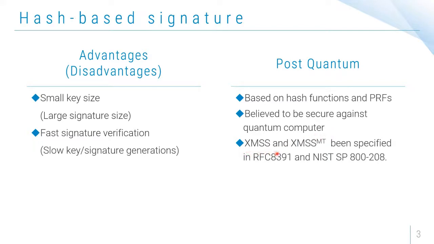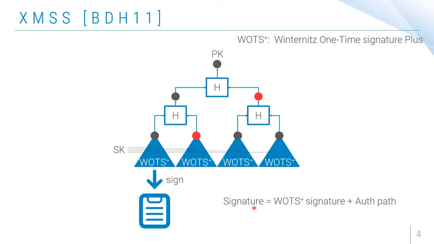And XMSS and XMSS^MT, which are our target, have already been specified in RFC and the NIST SP 800 series. One of the hash-based signatures is XMSS. This was proposed by Buchmann, Dahmen, and Hülsing in 2011. I'd like to outline XMSS using this figure visually.